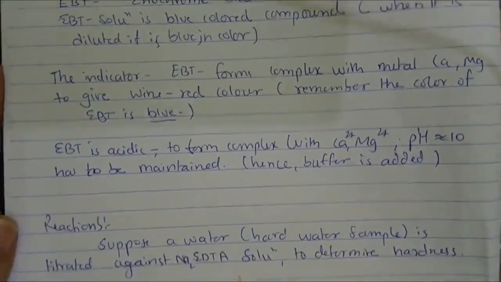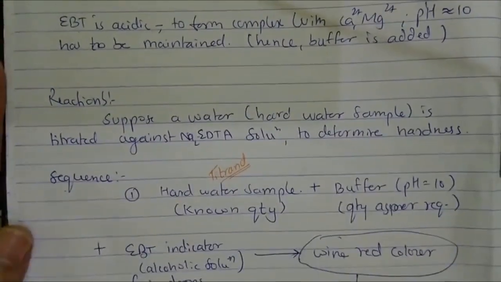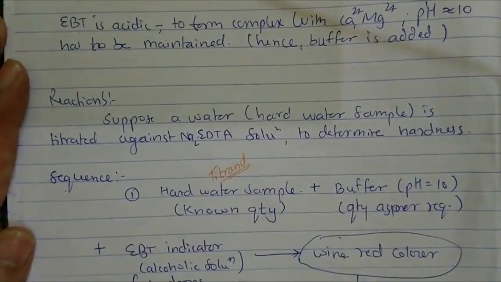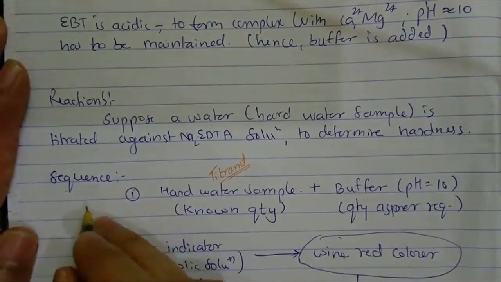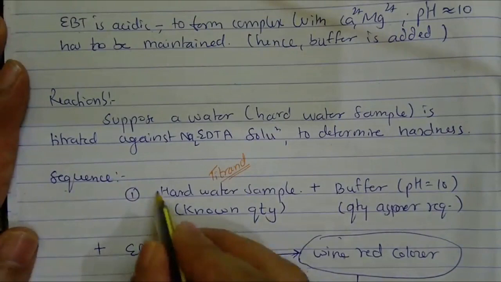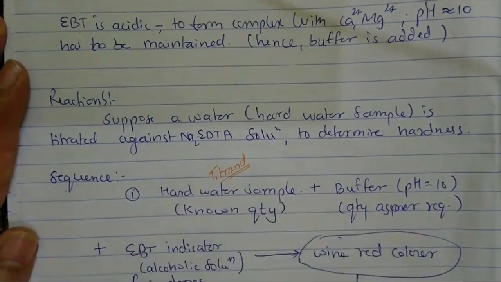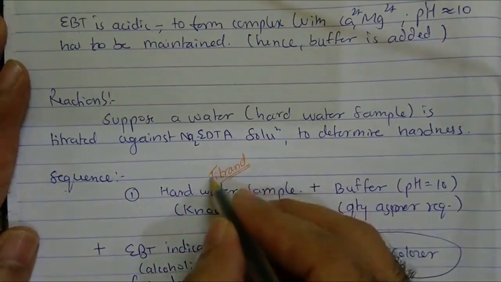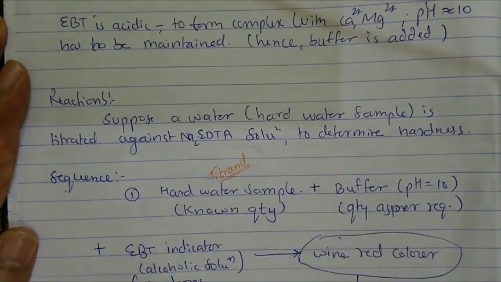So now we'll see what the reactions involved in this are. Suppose we have some hard water and we have to titrate it, to see what the hardness of the water is. We'll see the sequence of how the titration is done. This is your hard water sample, of known quantity, let's say 50 ml or 100 ml or 10 ml, 20 ml, whatever. In any titration we know there is a titrant and a titrand. Titrant is what is filled in the burette, and the titrand is what we generally take in the conical flask.